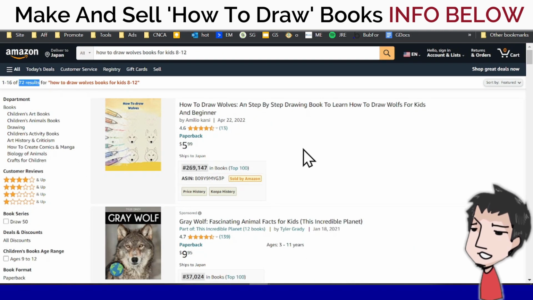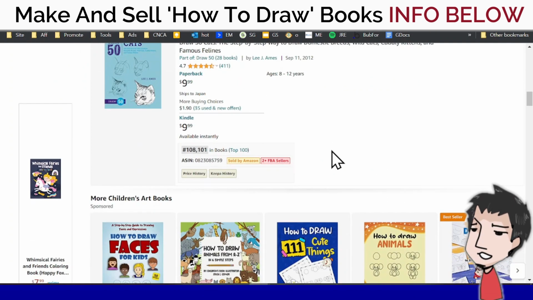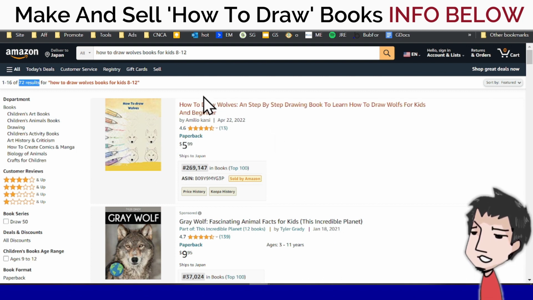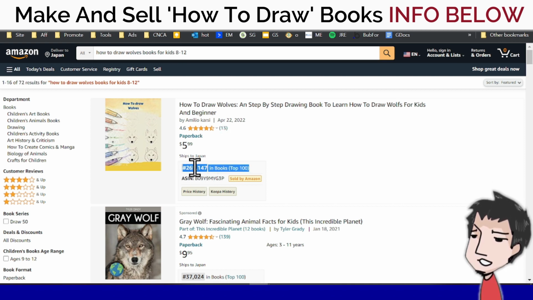So then you want to scroll down here and see what else is selling for this. So for this keyword, how to draw wolves, only one real competitor. And we know people are looking for this. This person's selling, as we can see already, this book.